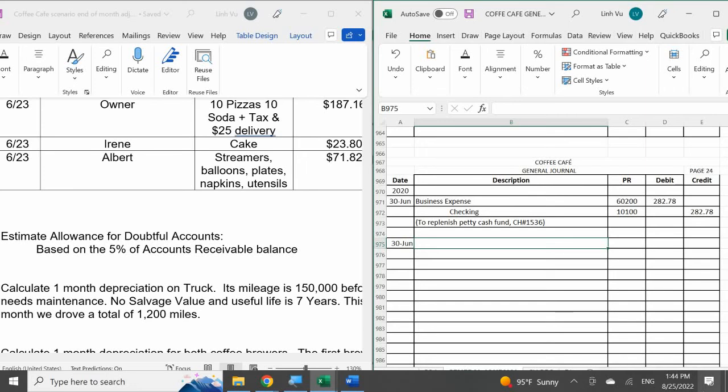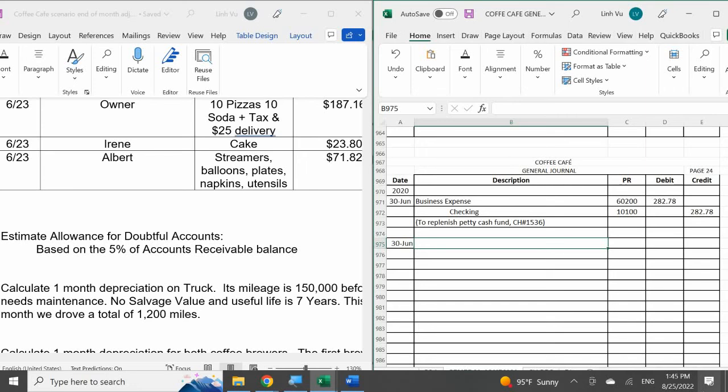Because we're looking at doing the estimate based on accounts receivable, okay? Not total credit sales, okay? In this case, we never even kept track of our total credit sales. So in this case, we can only use the balance sheet method for the allowance method, okay?